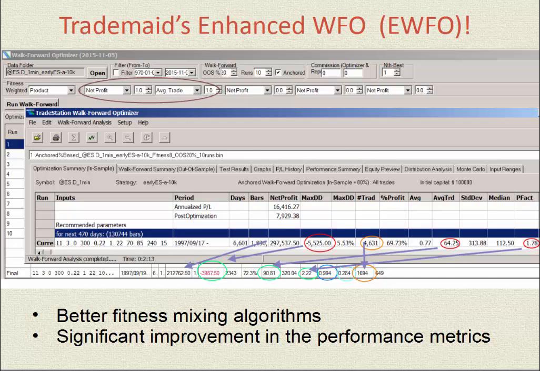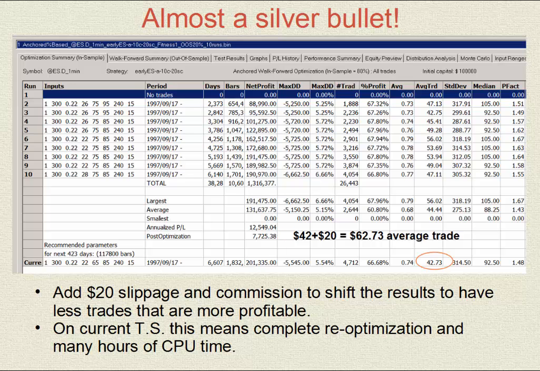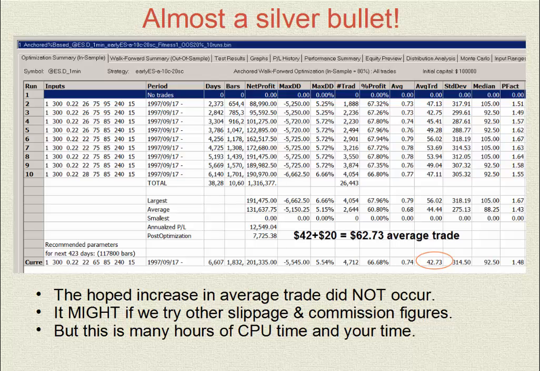Well, let's say you don't have the TradeMaid Enhanced Walk Forward Optimizer. Can you shift the average trade up by using higher slippage and commission values when you optimize on TradeStation? The answer is a very definite yes, even though the example shown failed to succeed in doing this. We used $20 slippage and commission, but realistically, a figure like $40 is what would have worked better.